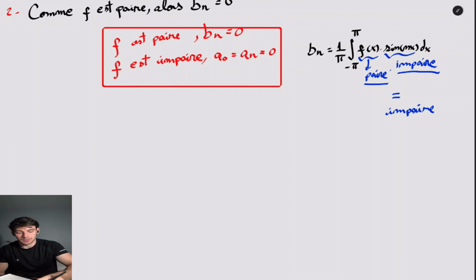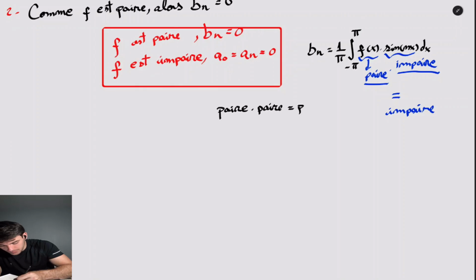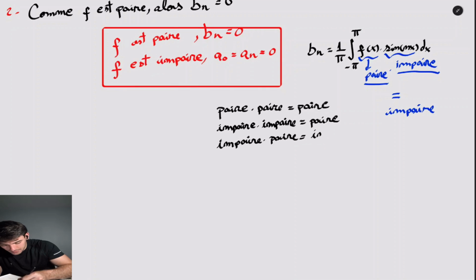So if you want to know, just to make everything clear, pair times pair equals a pair function. Odd times odd equals a pair function. And odd times pair, that means an odd function.